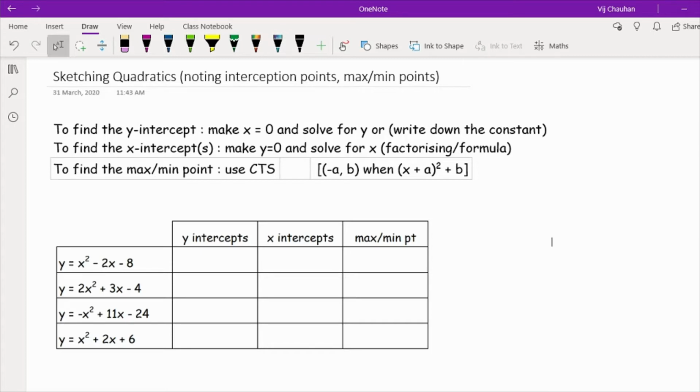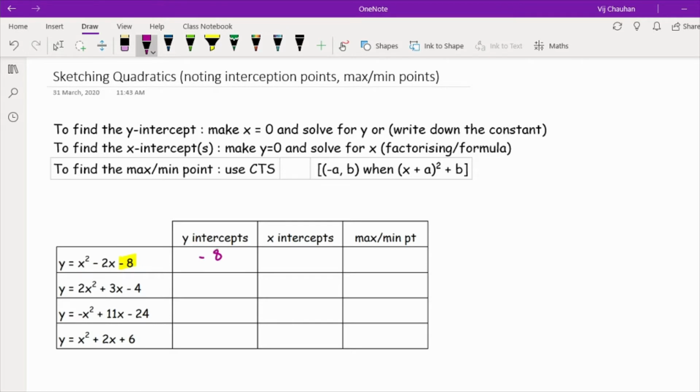Now I've purposely picked these four examples, and I'm going to work through them with you to sketch what these graphs look like. I'm going to find the three main areas first, and then go on and sketch it. Looking at the first one, we know the y-intercept for this equation is going to be minus 8.